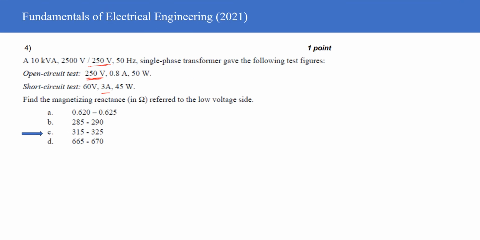So the open circuit voltage V square divided by the resistance R is going to give me the core loss, P core loss, right? And why is that the case? Because we have already seen that in the open circuit test the transformer can be reduced to this particular equivalent circuit.